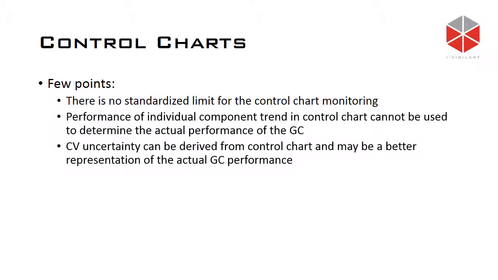The last bit is that the CV uncertainty, or other uncertainty, can be derived, and this uncertainty value may be a better performance benchmark for representation of the actual GC performance. We can see based on the uncertainty value if the GC is working well or not.